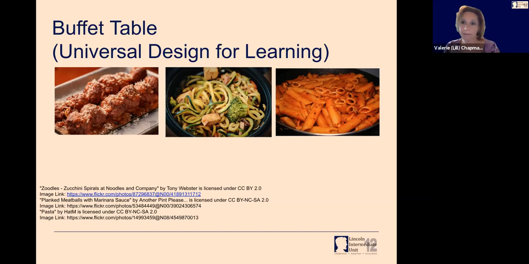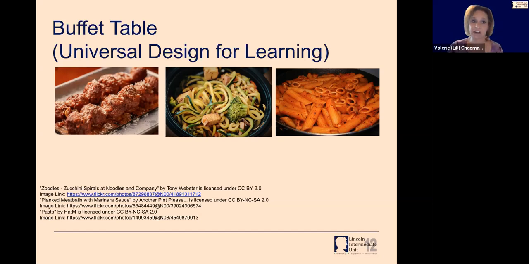So you have your people who can eat anything. So you can have pastas out. You can have zoodles in the middle. I love zoodles. For people who like those, you could have meatballs. You could have cheese. You could have garlic bread, a whole bunch of different Italian options for them to choose from. And that's what universal design for learning is about: choices, having options.